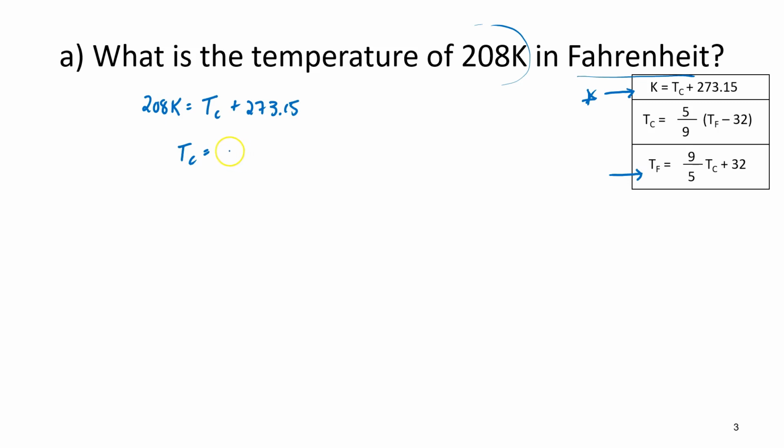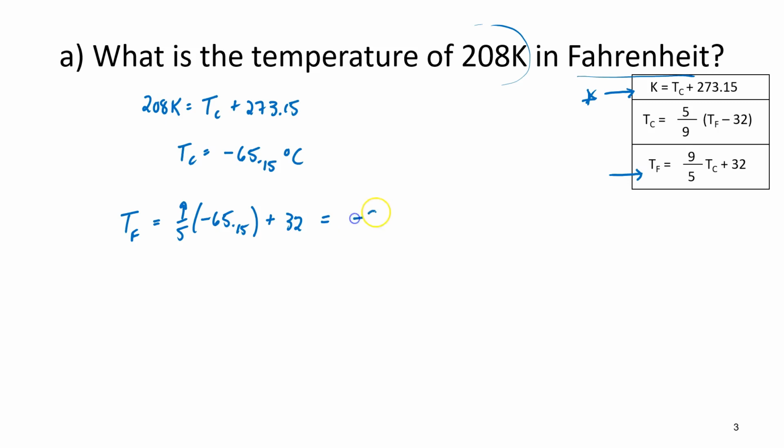The temperature in Celsius would be 208 minus 273.15, and I'm getting negative 65.15 degrees Celsius. Again, this 1 and the 5 are not significant, but I want to hold them until the very end. So now we have our temperature in Celsius. We're going to use this formula to get the temperature in Fahrenheit. So the temperature in Fahrenheit is going to be 9/5 times negative 65.15 plus 32. Let's see what we get.